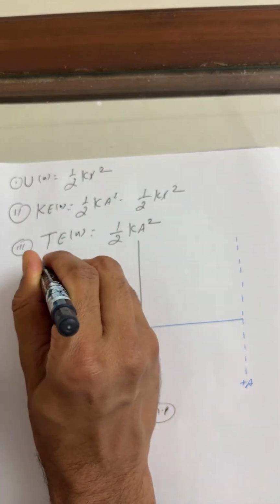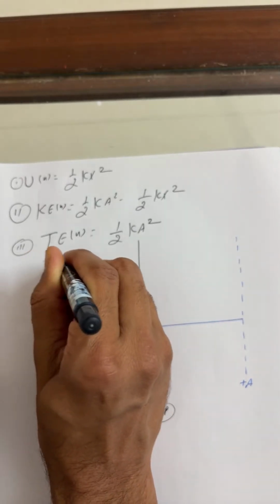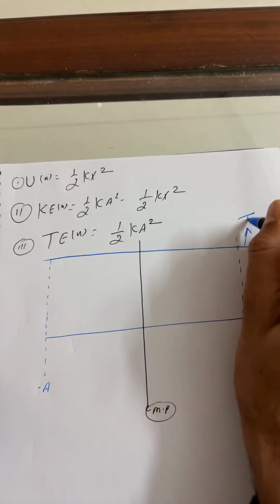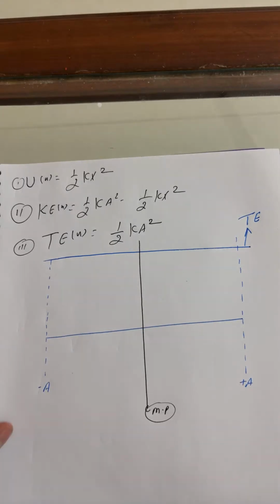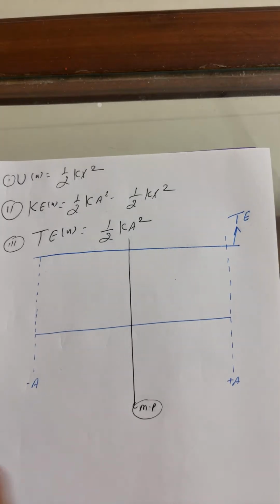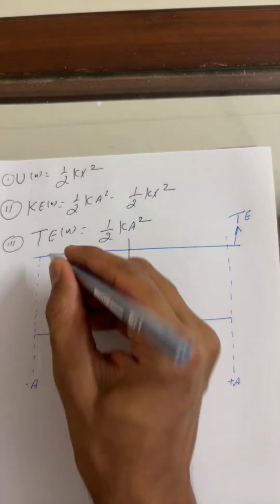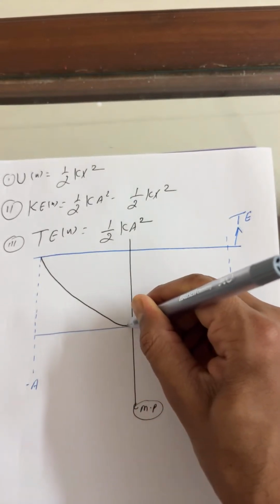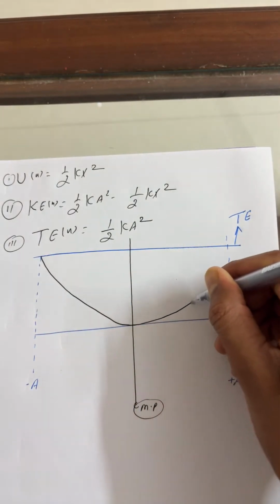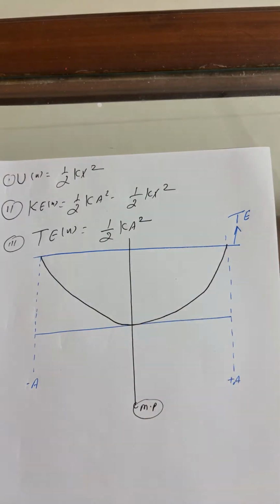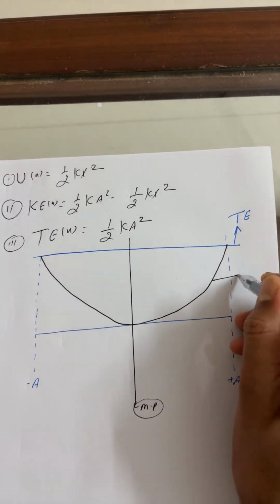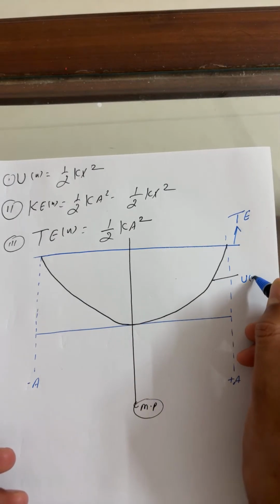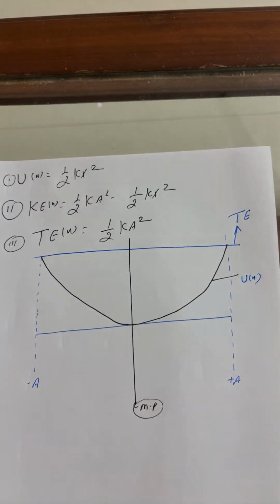So first, this is the graph for total energy, because it remains constant here. Now, students, I'm going to draw U as a function of x. The mouth opens towards the y-axis, right? So this is U as a function of x.